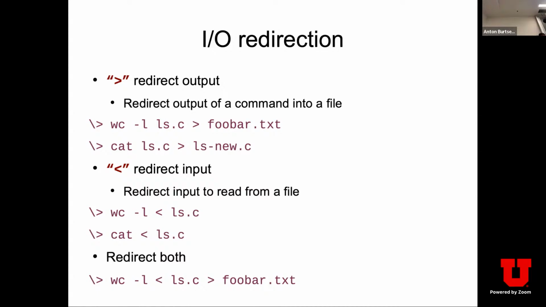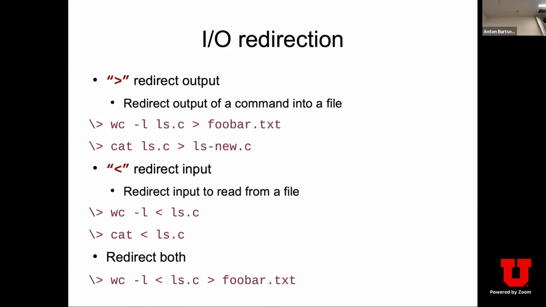It's just that the shell takes care and says that one will no longer point to the console, but will point to that specific file, right? That seems like a decent idea, and it works for any program. And the less-than symbol redirects input. So essentially, instead of reading from the keyboard, from the console, please read from the file ls.c, right? So just pick up that. Again, you don't have to change the program.